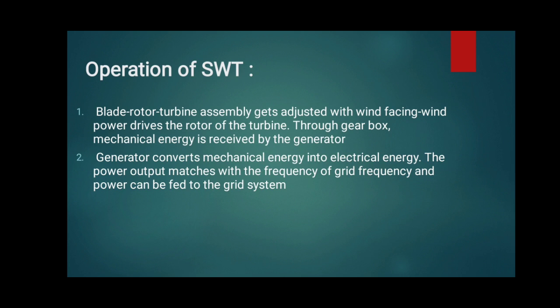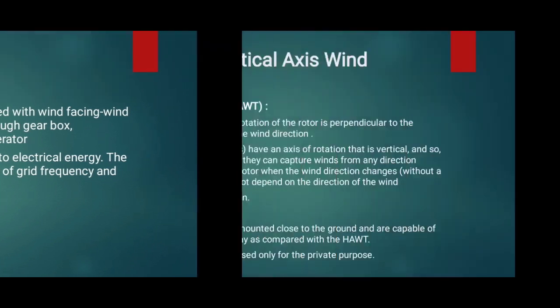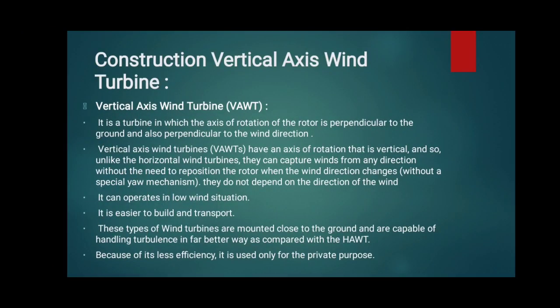Operation of small wind turbine. Blade rotor type assembly gets adjusted wind facing. Wind power drives the rotor of the turbine. Through gearbox, mechanical energy is received by the generator. Generator converts the mechanical energy into electrical energy. The power output matches with the grid frequency, and power can be fed to the grid system. Construction of vertical axis wind turbine.